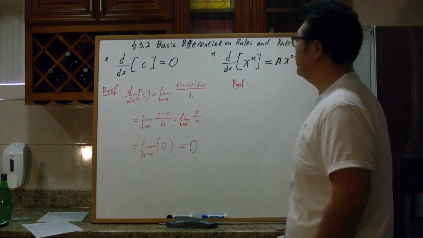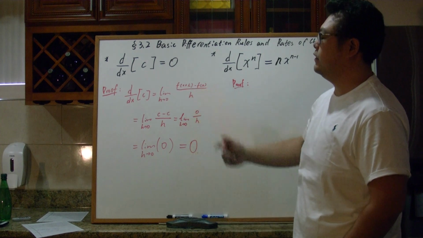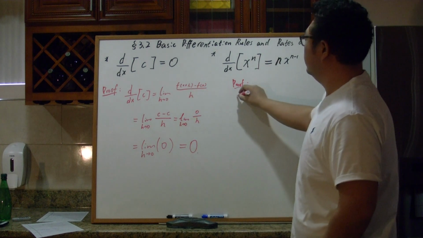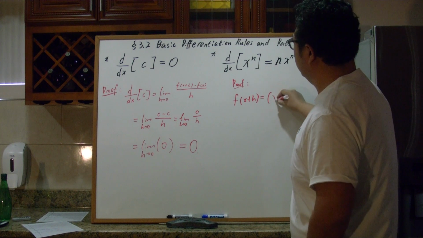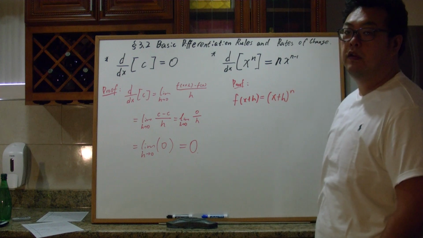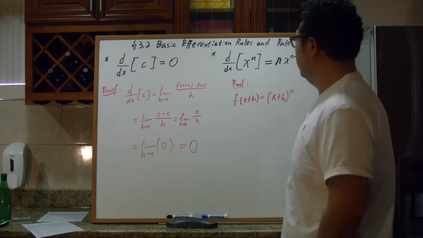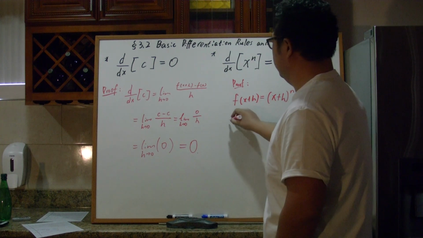Right, we need to prove that. We're doing the same thing, right? f of x plus h minus f of x over h. In our case, f of x plus h, that is the nth power of x plus h, which needs the thing called binomial expansion.